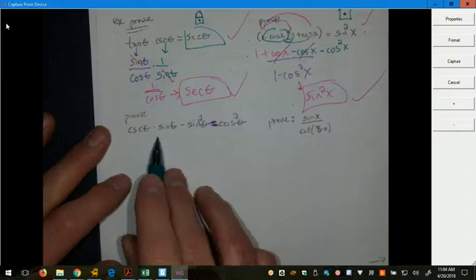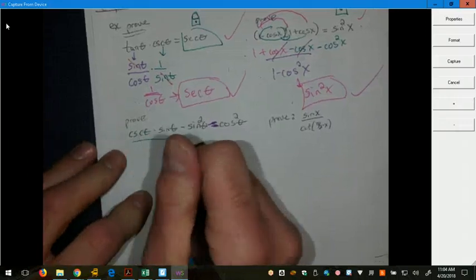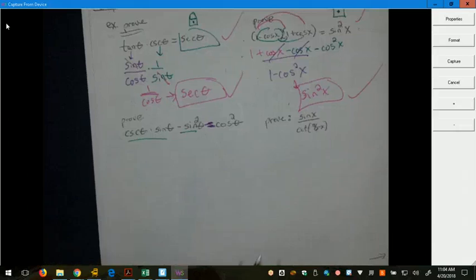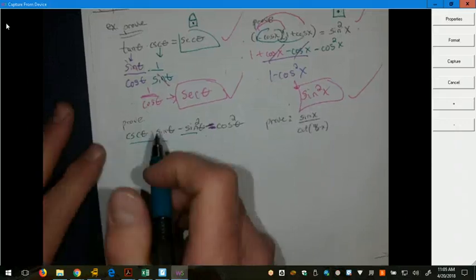Yikes, this is crazy. Now I do see that this is two terms and that there is sine in both of those terms. So I could, if I wanted to, factor out sine. I don't think that's the best idea. I could do that. It may work, it may not. I'm going to do something a little bit different.